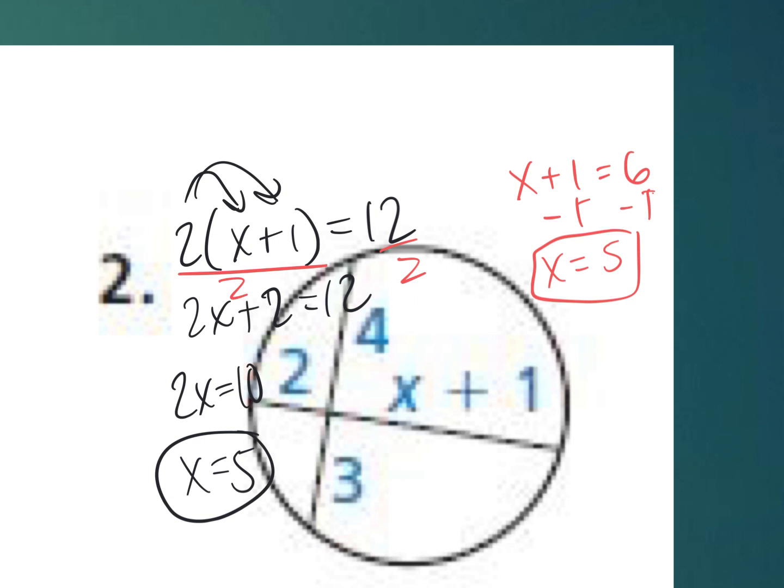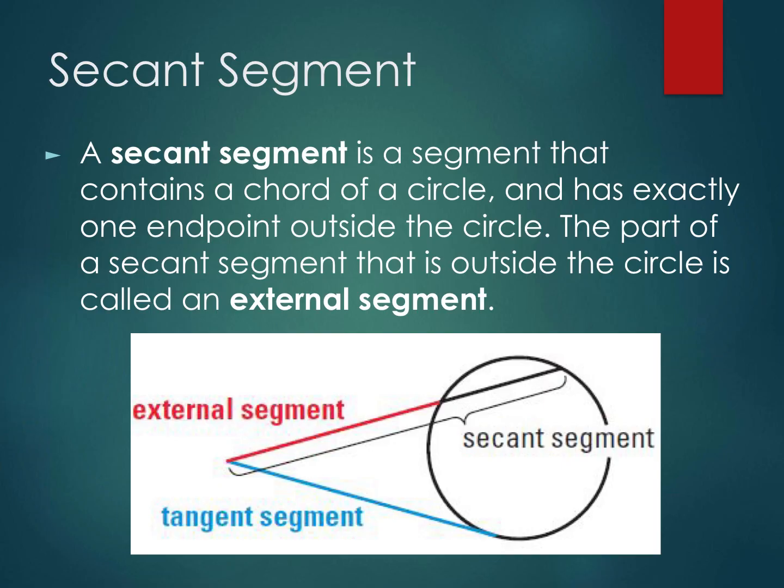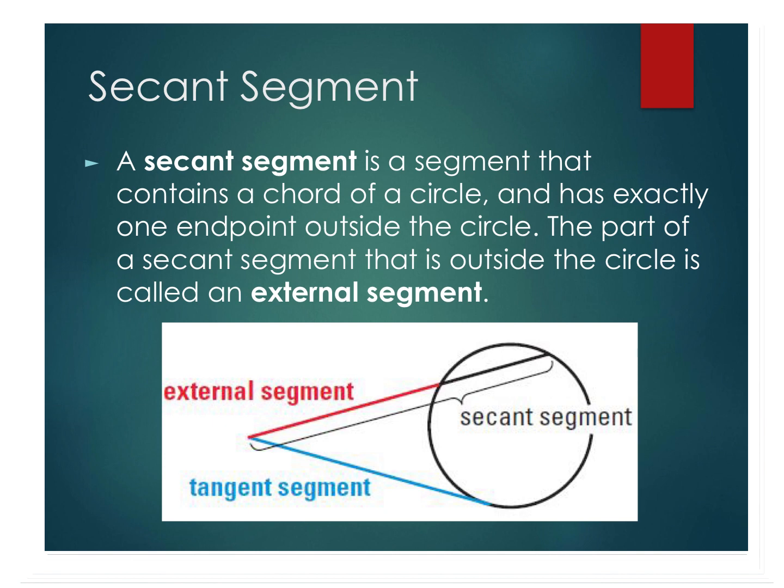All right, love that for us. Let's move on. Next, we're going to learn about a secant segment. A secant segment is a segment that contains a chord of a circle and has exactly one endpoint outside the circle. The part of a secant that is outside the circle is called an external secant, or an external segment, excuse me.